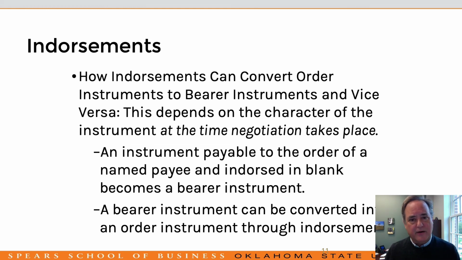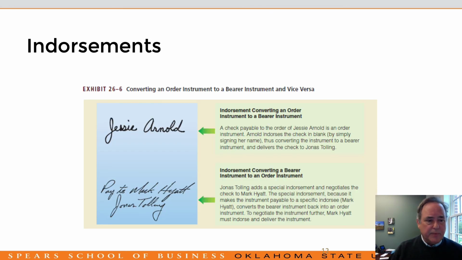becomes a bearer instrument, meaning when I sign the back of a check in blank, that check becomes a bearer instrument. Now, a bearer instrument can be converted into an order instrument through a special endorsement, which is to say, pay to the order of John Smith, or something along those lines. Here's a couple of examples of how to convert an order instrument to a bearer instrument and vice versa.